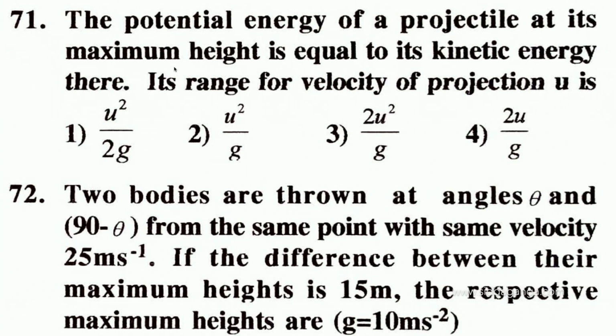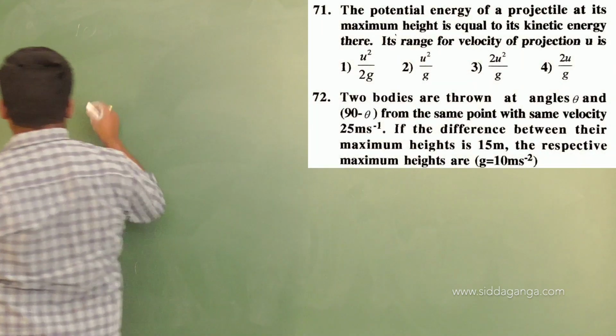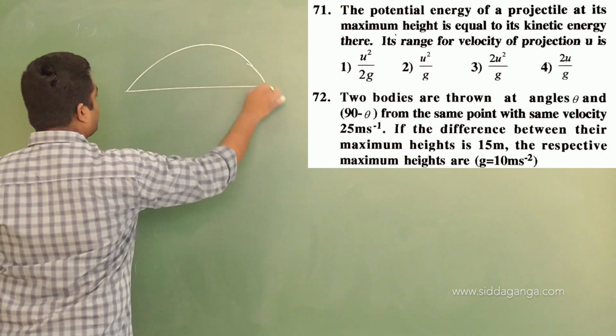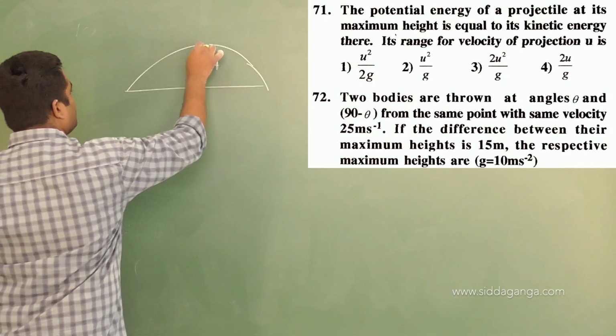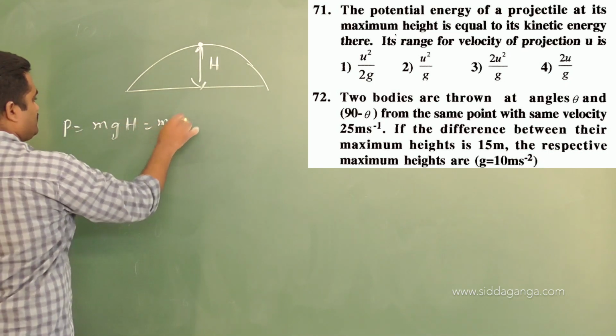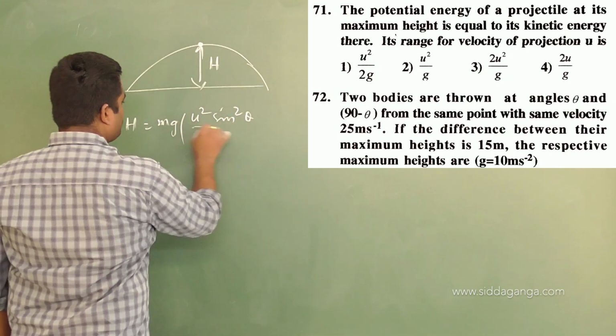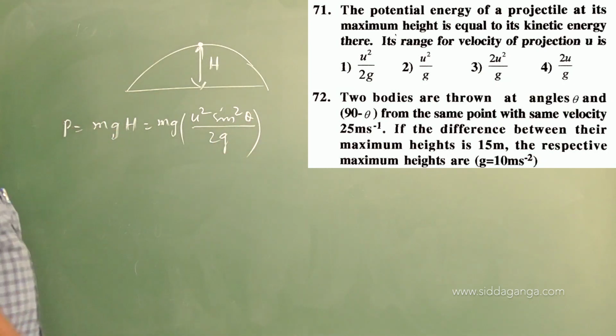Okay, now next problem is 71. Potential energy of a projectile at its maximum height is equal to its kinetic energy there. Its range for velocity of projection u is... See, potential energy where? At the maximum height. What is the potential energy at the maximum height actually? This is h. At this point potential energy equals M into G into H, that is M into G into, what is the value of height? U square sine square theta by 2G. This is potential energy there.